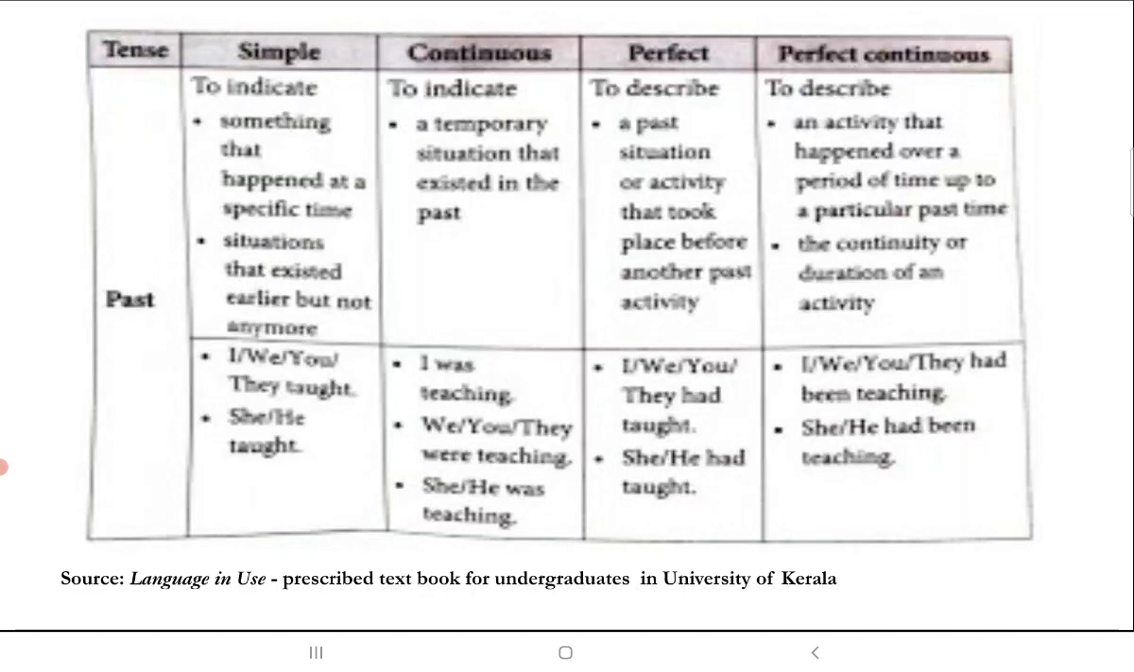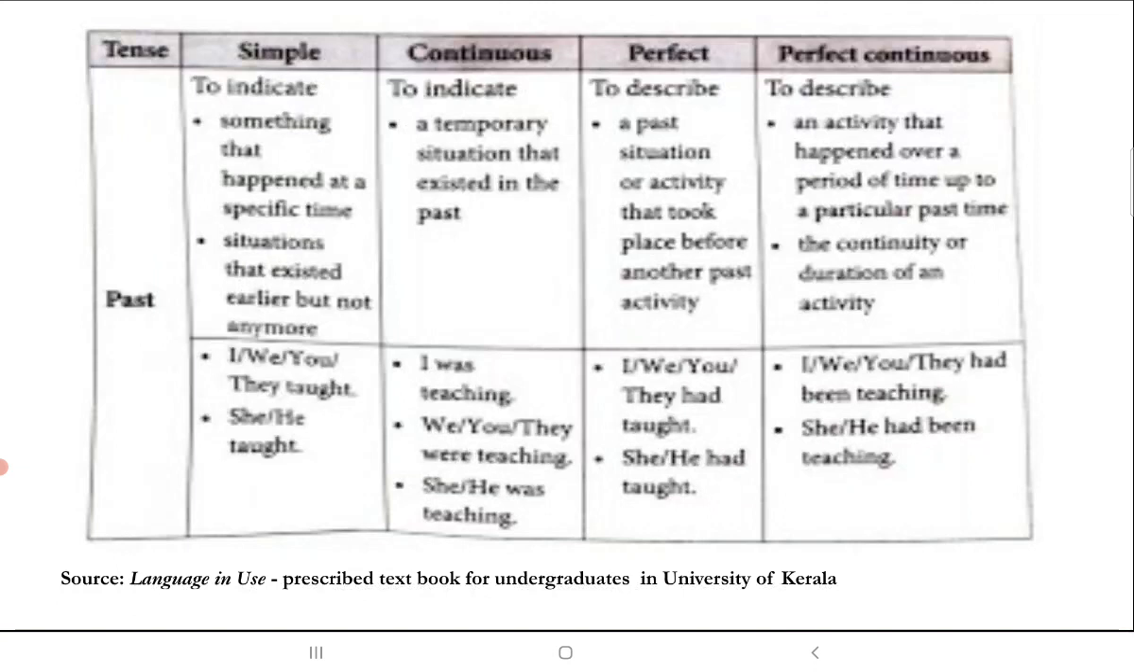Now coming to past, let us see. Simple past indicates something that happened at a specific time, and situations that existed earlier but not anymore. They taught, he taught, she taught. That thing is over. It happened somewhere in the past, as in that teacher taught me. We used to tell like that, right?